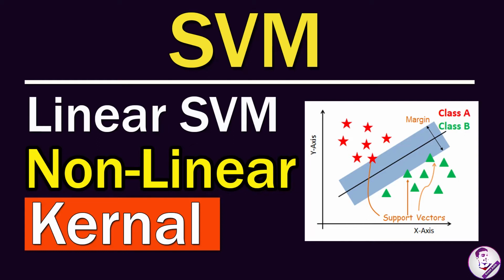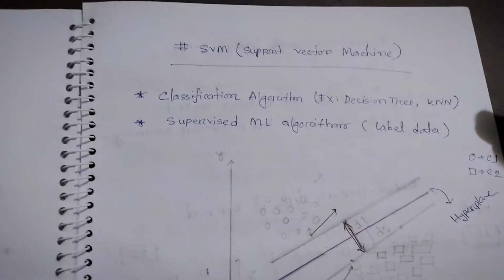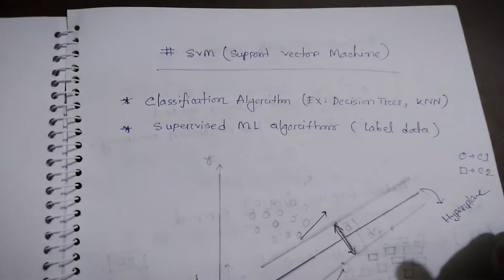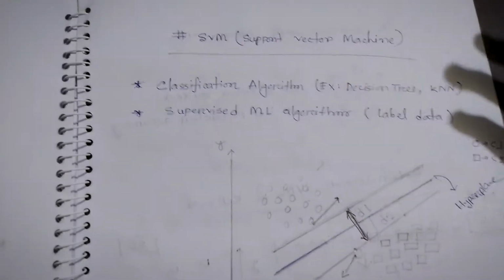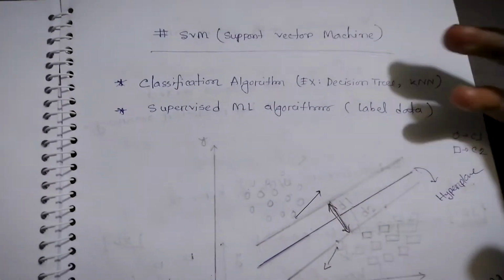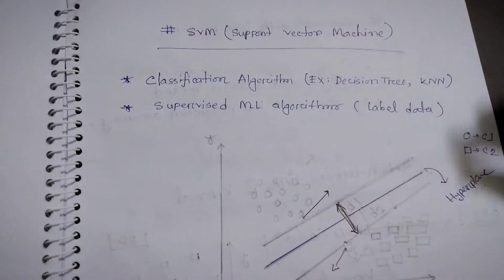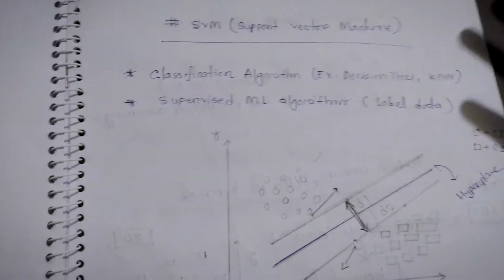So today I have a new video for you guys. It is support vector machine, which is a machine learning algorithm based on classification. I have made previous videos on decision tree and KNN, so please watch those videos as well, because those videos also cover supervised machine learning algorithms and are classification based.